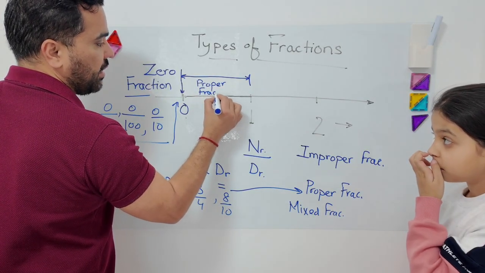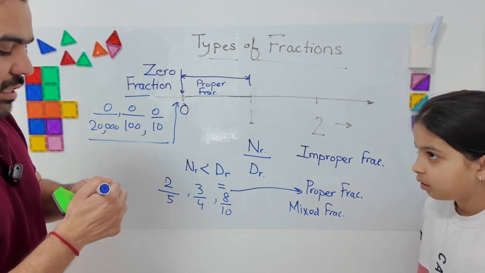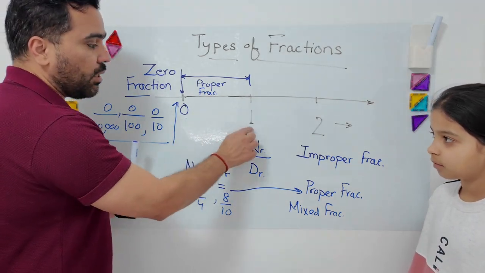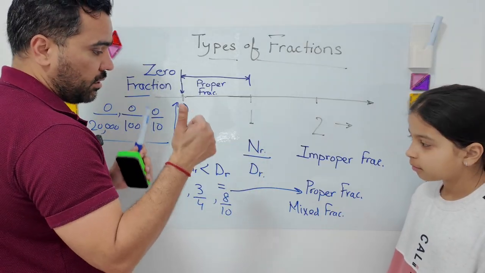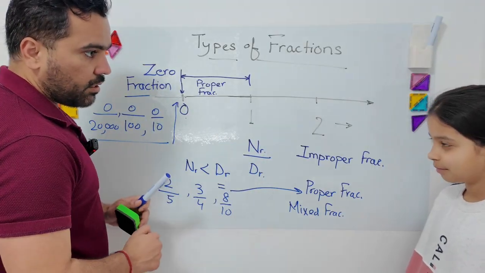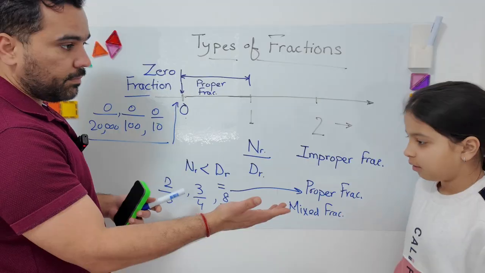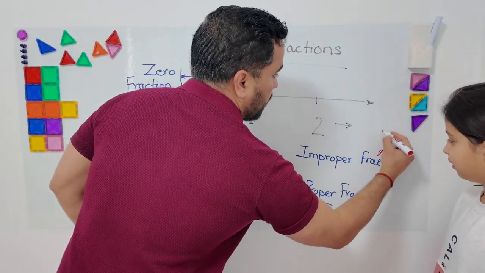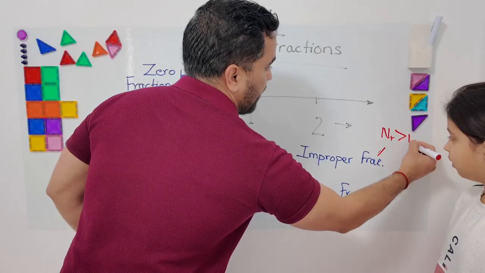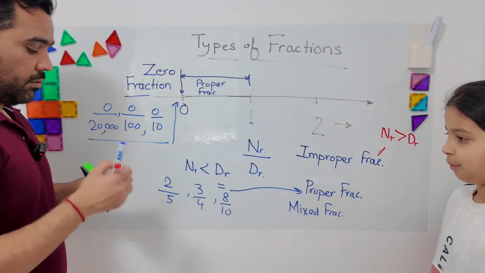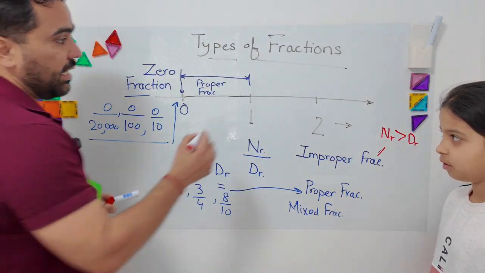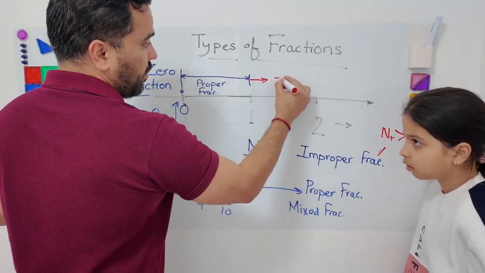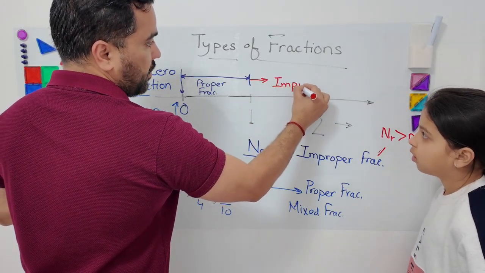We will learn a little bit more after this one. So this will be your proper fractions. Anything between 0 and 1, proper fractions, your numerator is less than denominator. If your numerator is greater than your denominator, improper fraction. So basically anything from this point onwards will be your improper fractions.